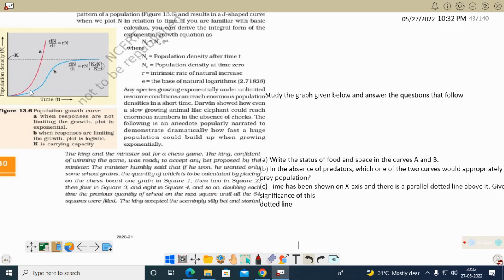Next one, time has been shown on x-axis and there is a parallel dotted line about it. What is the significance of this? See, this parallel dotted line, it is showing the carrying capacity of the nature.